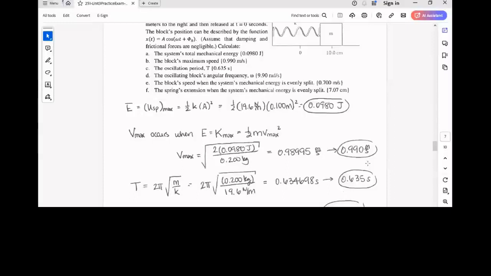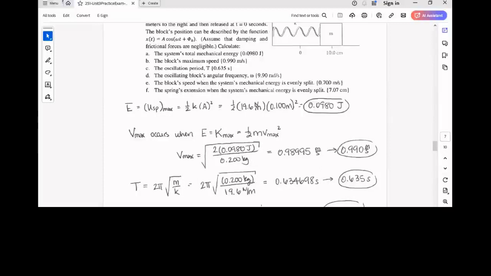From here, now the oscillation period. There are a couple of equations that I could use to figure out what the oscillation period is. The most straightforward one, the one that gets us there in one step, is this one. So if I take 2 pi times the square root of the ratio m over k, I'll end up with 0.635 seconds when sig figs are applied.